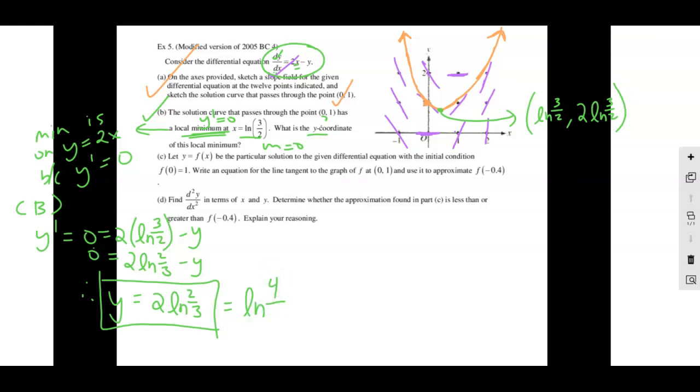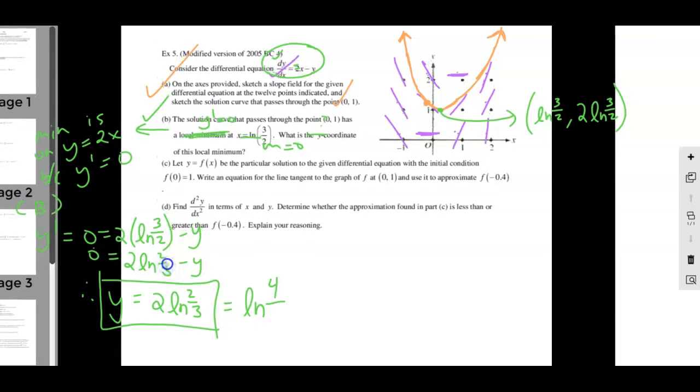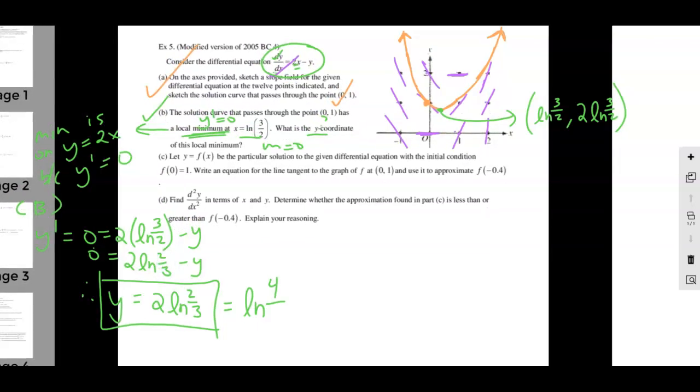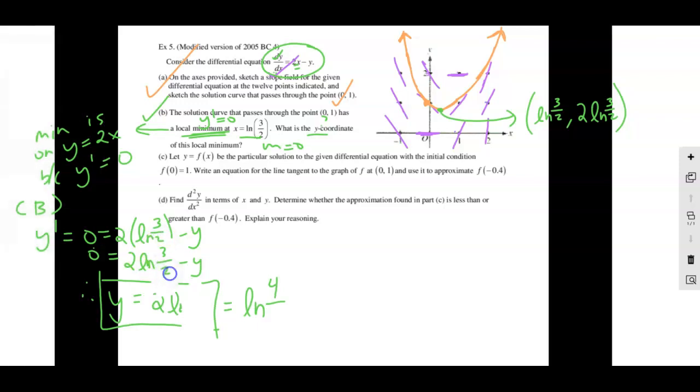Is it 3/2? Or it was 3/2. I don't know why I have the 2/3. Why did I switch it right there? Oops, no, I don't want to do that. Sorry, that was bad. It was definitely ln of 3/2. I don't know why I switched it. So ln of 3/2. At least I caught it relatively early.